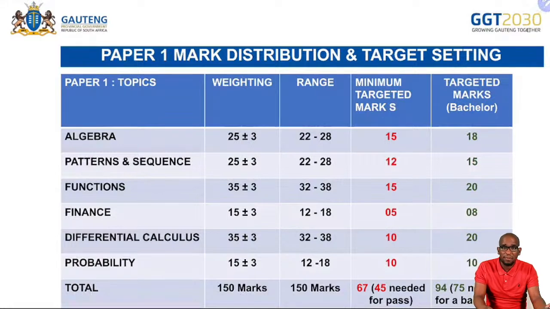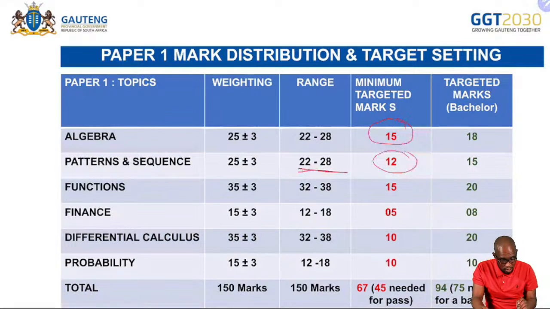You can see in algebra it's between 22 to 28 marks, and for you to just get a minimum pass, you need 15 marks for algebra, which means that as and when you prepare for your final exam, you need to ensure that you are getting 15 or more on algebra, because that should be a bare minimum of marks in order to pass the paper. Patterns and sequences, you just need a bare minimum of 12, and the topic will range between 22 to 28 marks. It's important for you to set those targets and be able to reach those targets.